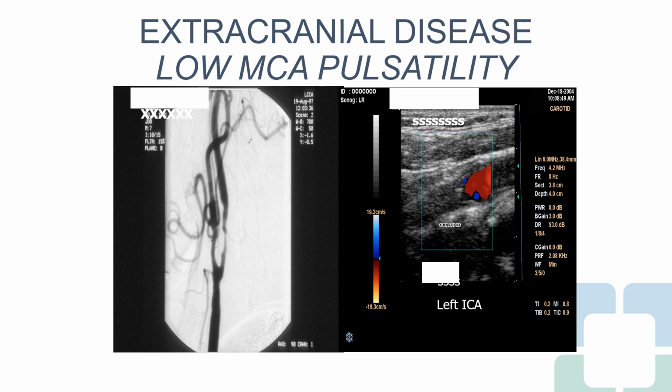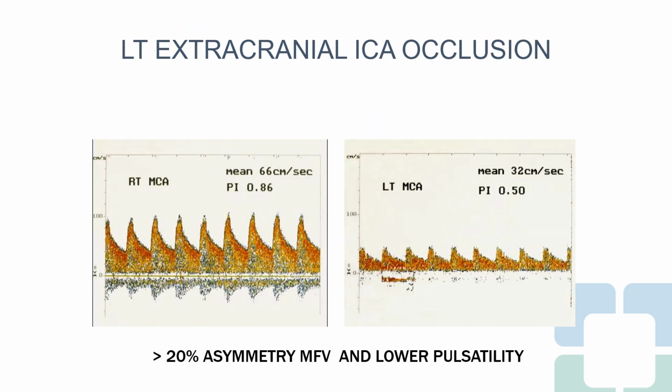In this example, you can see the internal carotid has a high-grade stenosis slash occlusion on the ultrasound, and you'll see a low MCA pulsatility, as can be seen here. In the MCA, you can see the pulsatility index is 0.5 versus 0.86 in the right MCA.